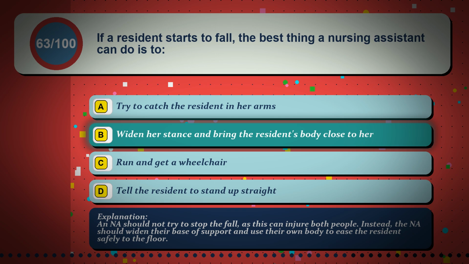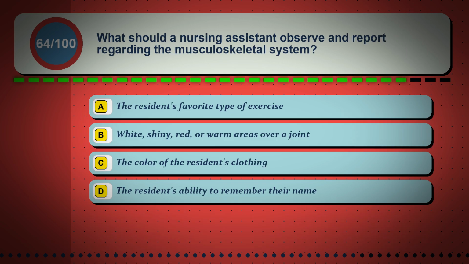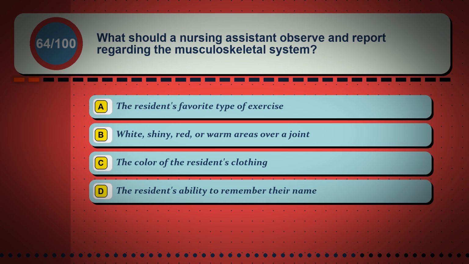the floor. Question 64. What should a nursing assistant observe and report regarding the musculoskeletal system? Option A, the resident's favorite type of exercise. Option B, white, shiny, red, or warm areas over a joint. Option C, the color of the resident's clothing. Option D, the resident's ability to remember their name.